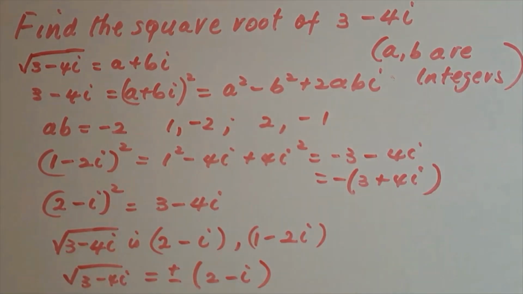You can check this for yourself. Just square both sides here. So this will just give you 3 minus 4i, as what I did with a check here. And you square this in brackets with a positive sign first, and secondly with a negative sign. You should get 3 minus 4i in both cases.